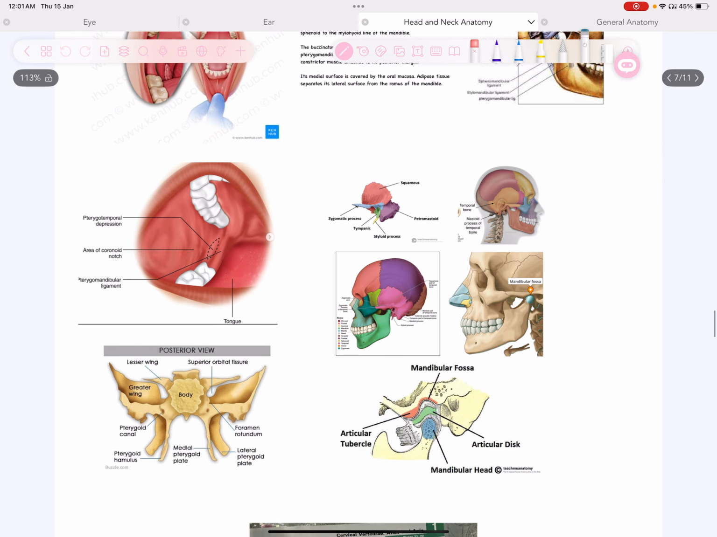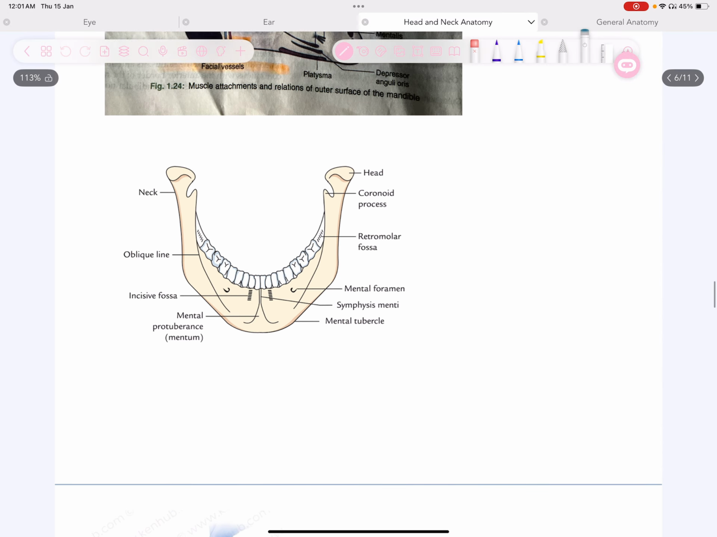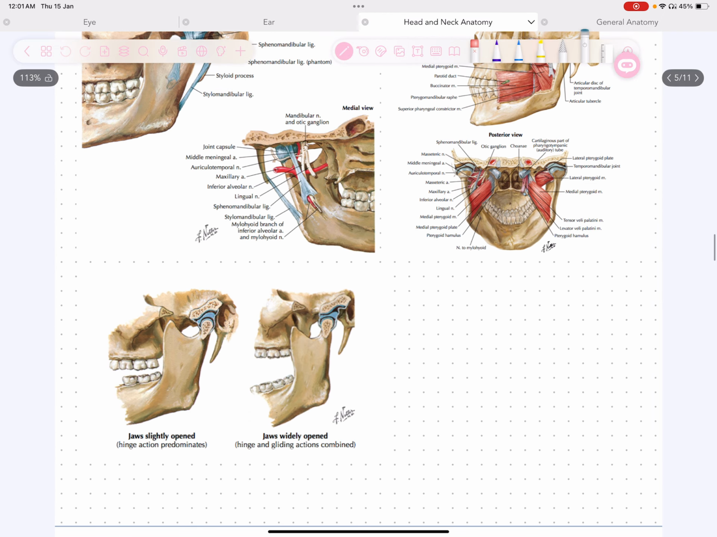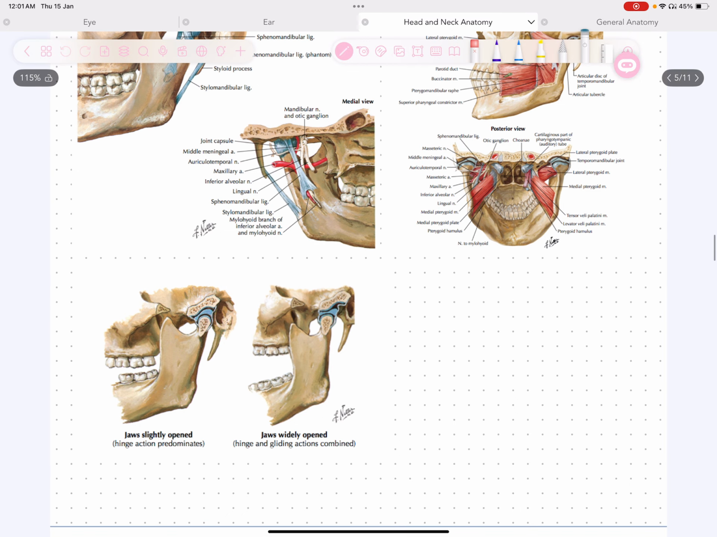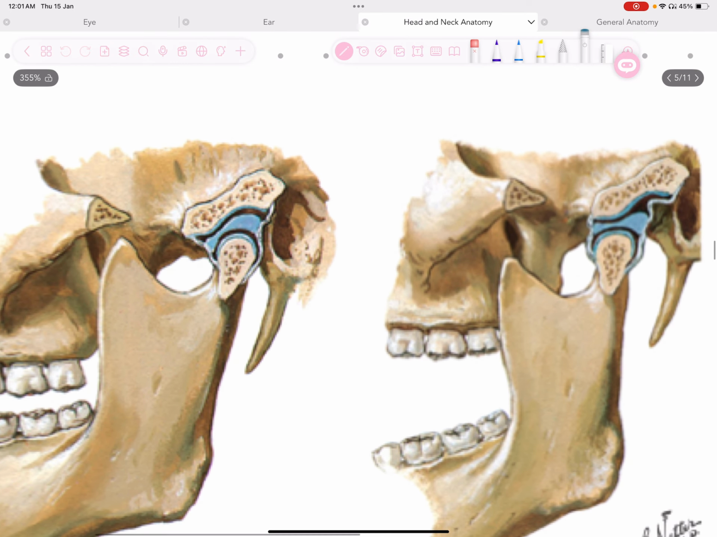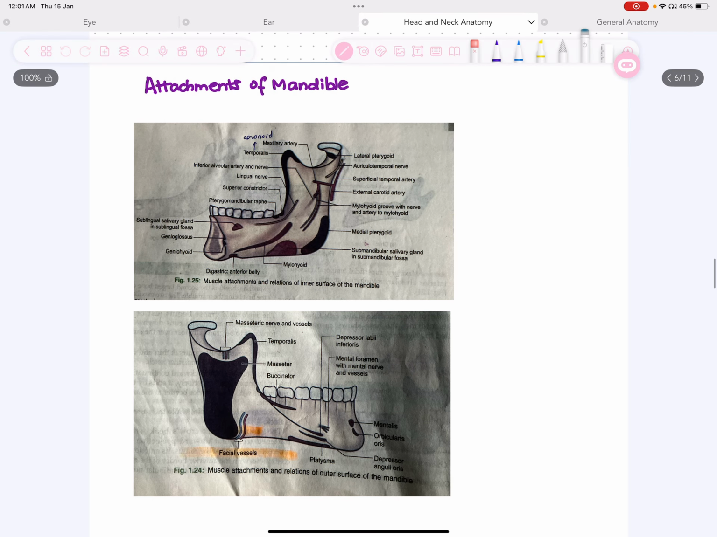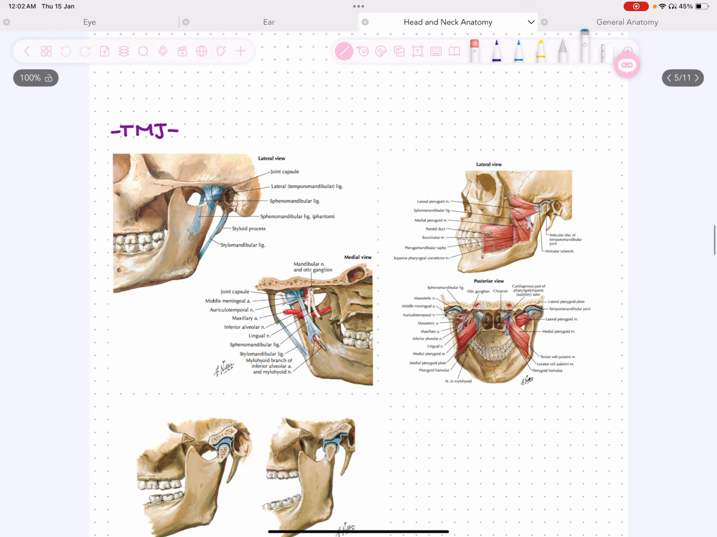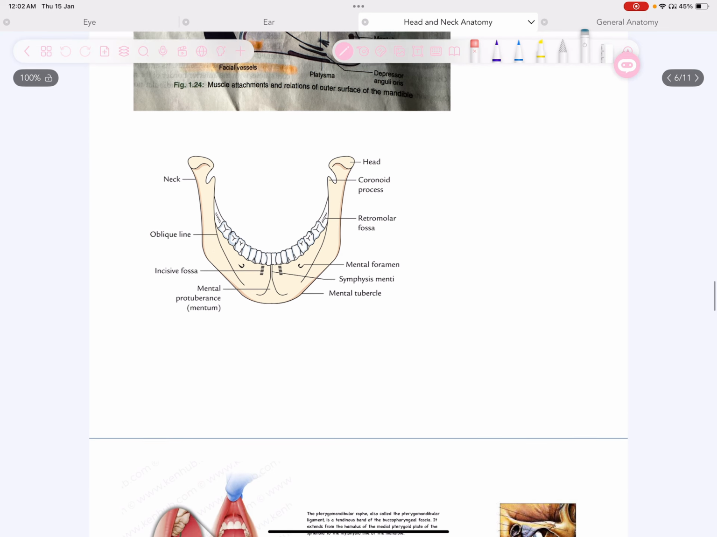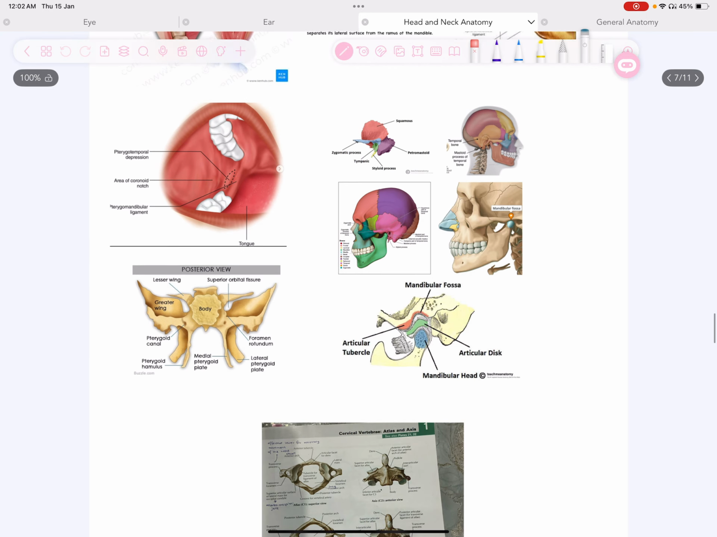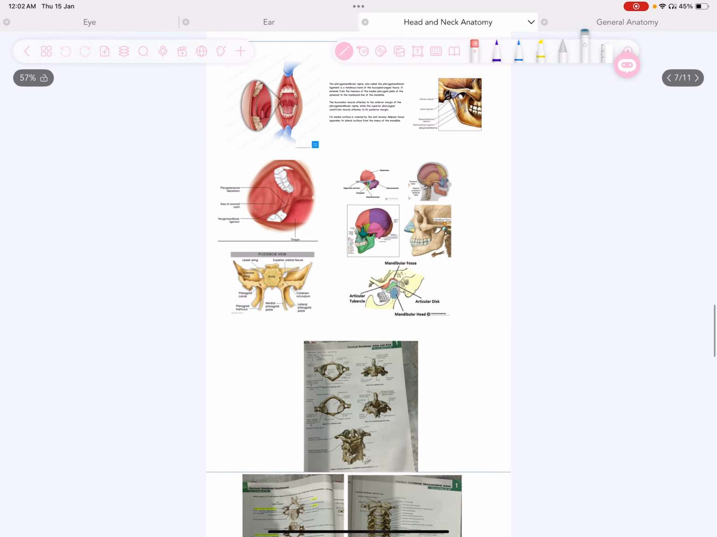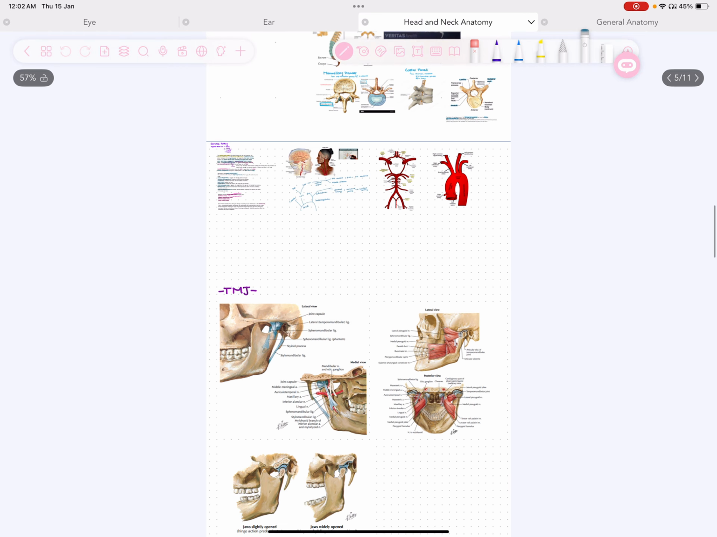Now moving backwards, there's another thing: do not be confused between the mandibular fossa and the mandibular foramen. So this is again the articular disc, and you can see the upper and lower parts, and then this is the mandibular fossa. So the mandibular foramen and fossa are two different things. Where's the diagram? It's not here, but I've uploaded a video. You can refer to that.